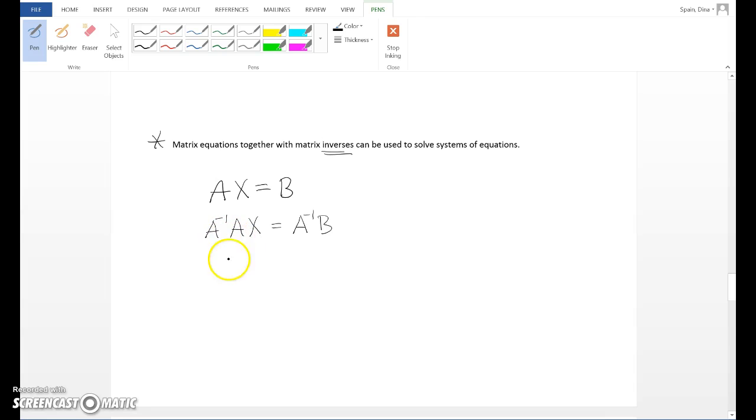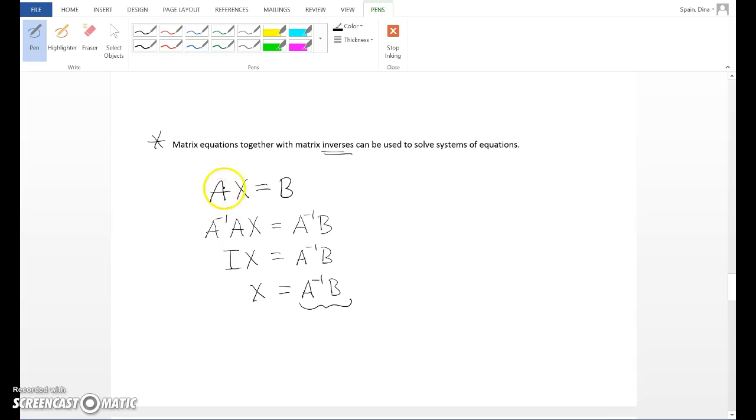Alright, then A times A inverse is always the identity matrix. Looks like Roman numeral 9, but it's not. This is the identity matrix, and that's matrix X. And again, these are just two matrices multiplied together on the right-hand side. Now, the identity times any matrix is just that matrix. So you can solve a system by just multiplying those two together.